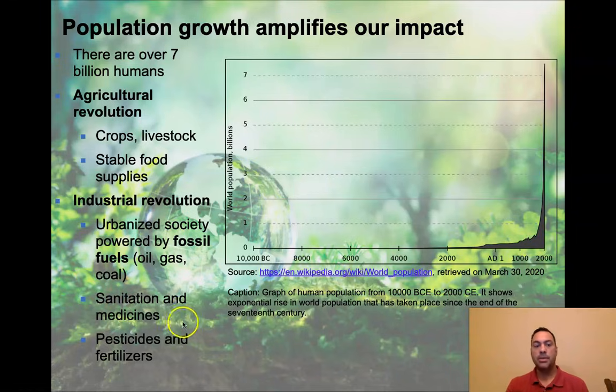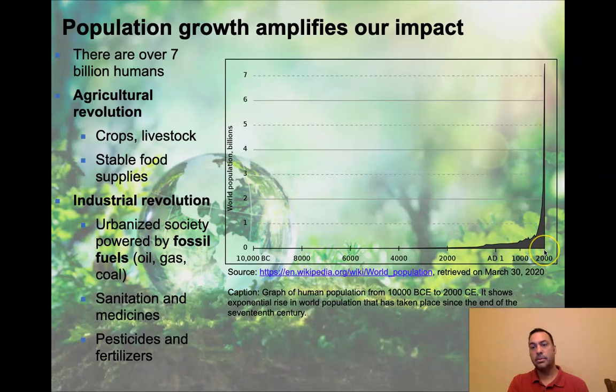We improve sanitation and medicines, right? And of course, with better sanitation and better medicine, you're able to have a healthier lifestyle. And then pesticides and fertilizers were used, which made it easier to grow things and to take care of things without pests coming in and attacking what it is that you're trying to produce. And as a consequence, we can actually see this is the population growth of human beings from 10,000 BC all the way to the year 2000 in the Common Era.